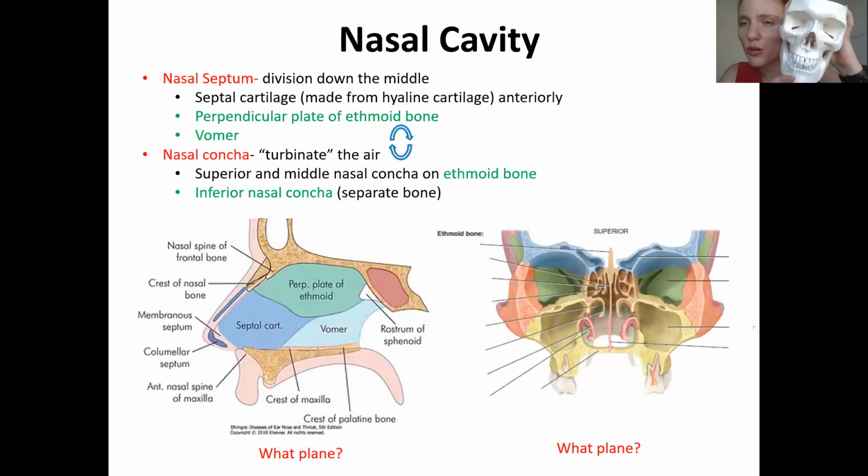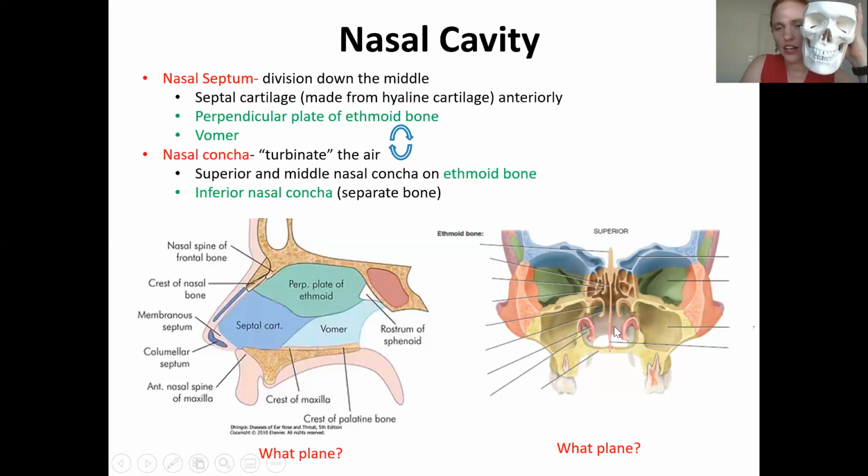But what bone would it be on? Anything related to the roof of the nasal cavity is going to be the ethmoid bone. Okay, now what you can see is the middle. This middle one right here is called the middle nasal concha. Middle nasal concha, and that is also part of the ethmoid bone. So the superior and the middle nasal concha, both of them are going to be part of the ethmoid bone.